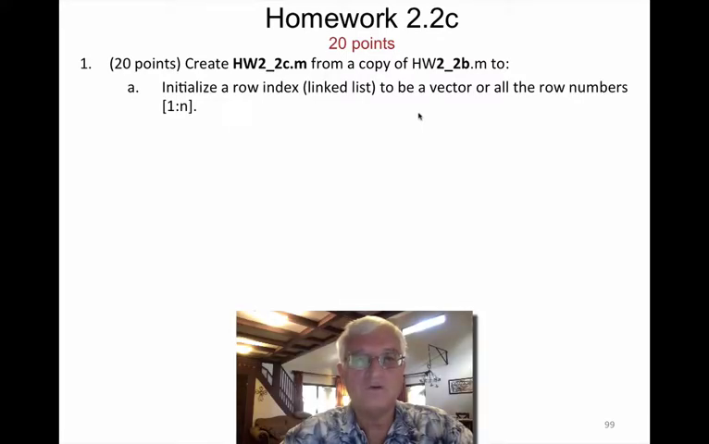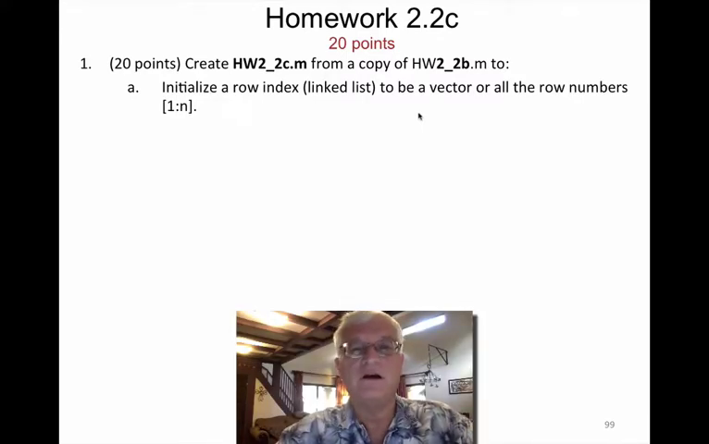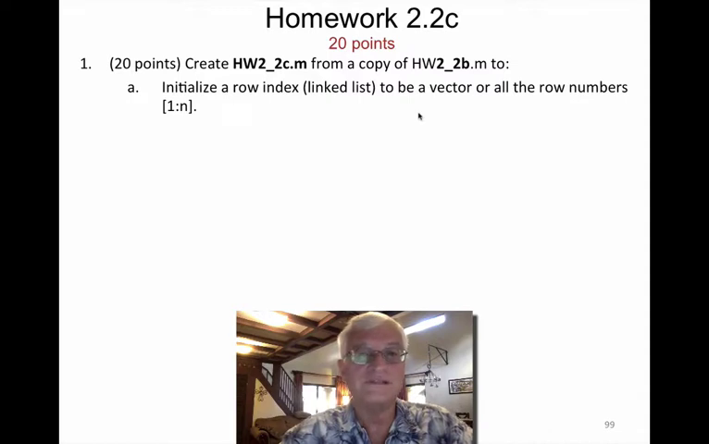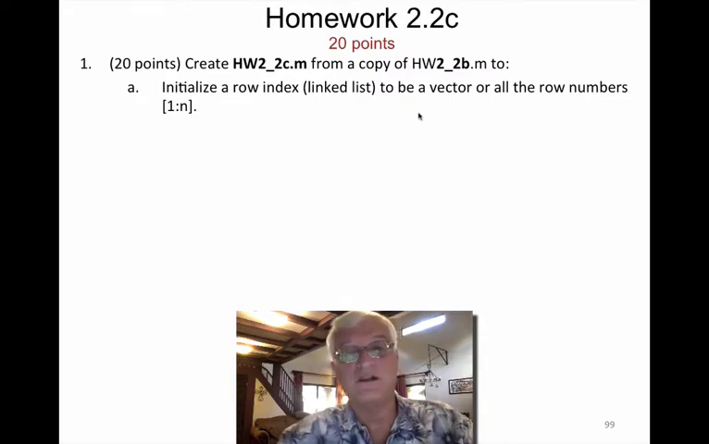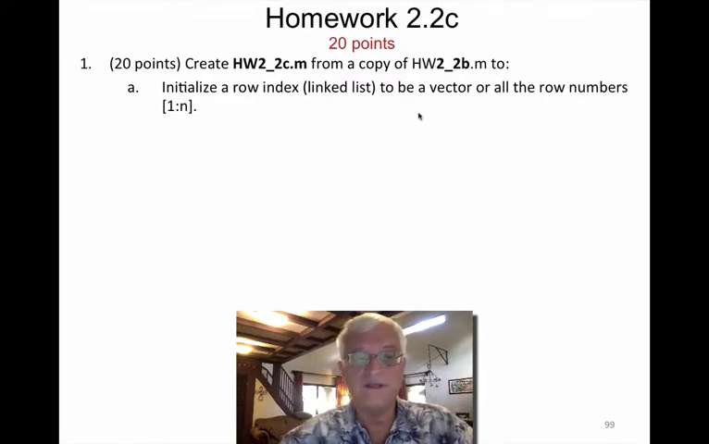Well, we're ready to do homework 2.2c, and we're going to go about it very similarly to how we did 2.2b, starting with, again, copying the prior homework, 2.2b, to form a new file called 2.2c.m, your MATLAB file. Okay, step one is going to be creating a row index array. So now you're allowed to add one more array. Give it a nice name so that it's clearly an indexed list. Call it link or index or something like that. And then fill it with numbers from 1 to n.